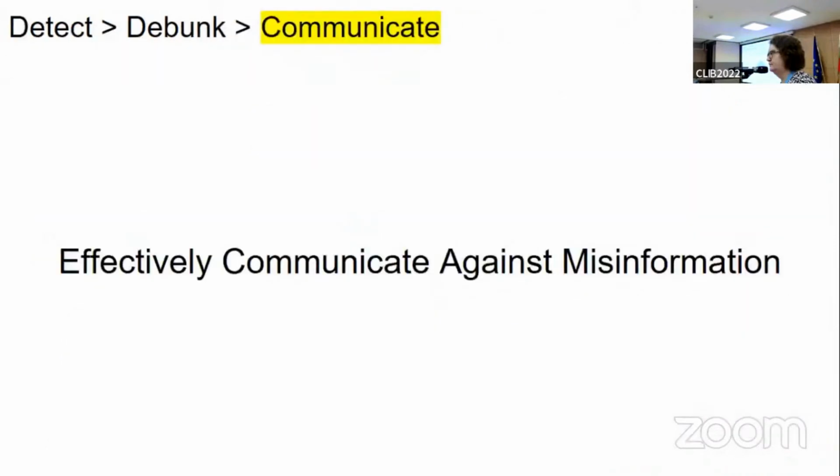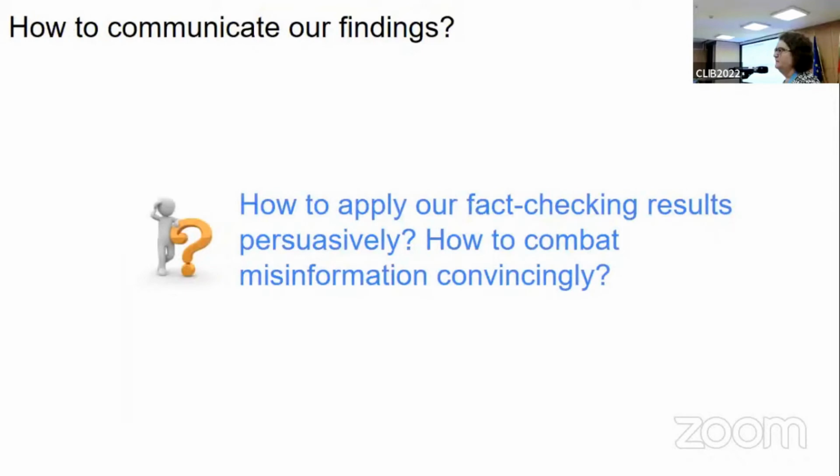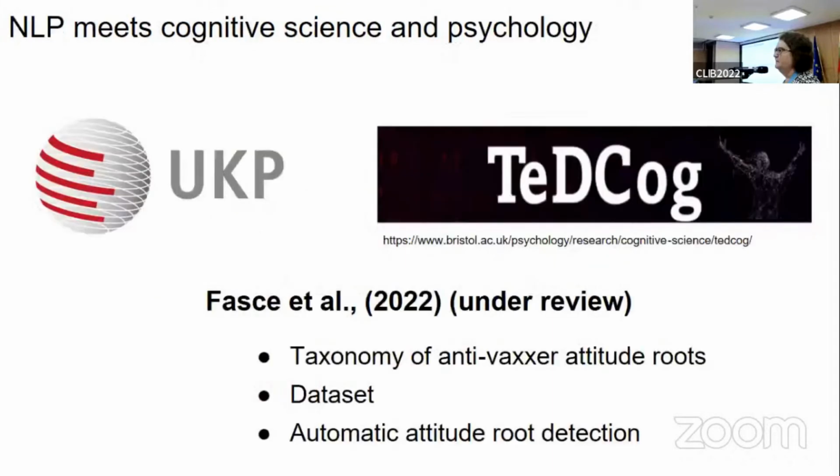All right, so now I want to briefly discuss the third and final part of our work on how to effectively communicate against misinformation, to convince, for example, people who are against vaccination to get vaccinated and potentially save human lives. So this is about how we use automatic systems to effectively communicate against misinformation. And here we are involved in an ongoing collaboration with the psychologists and cognitive scientists in the group of Stephan Lewandowsky at the University of Bristol.